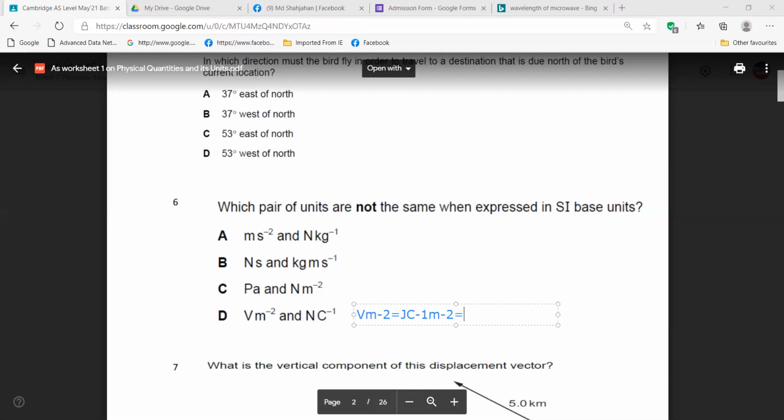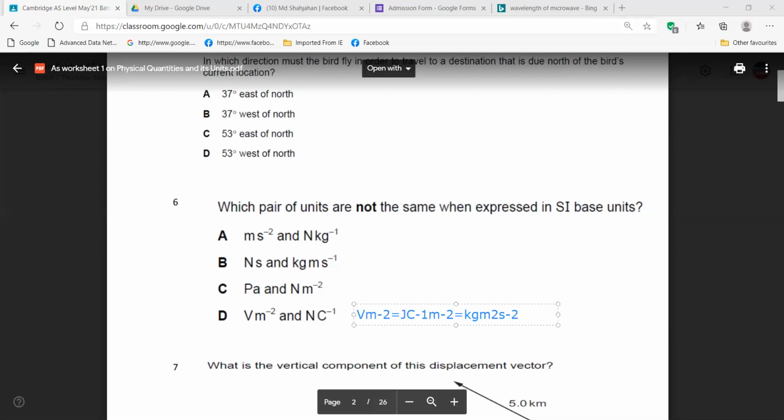Now joule is Newton meter, right? Joule is Newton meter. That means force into distance moved. So Newton meter we can say, and Newton already know that is kg meter per second square. So joule will be kg meter per second square multiplied by meter. That means joule you can write kg meter square per second square.